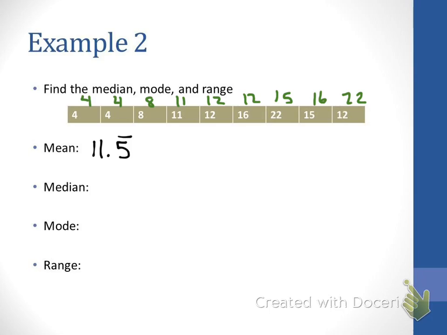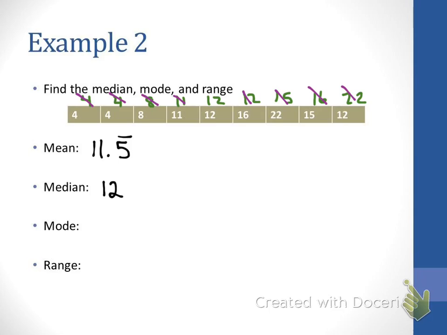Now I've put them in order least to greatest, and now I can start eliminating from the outside in to figure out what my middle number is. So I cross out my 4 and 22, 4 and 16, 8 and 15, 11 and 12, and what's my middle number? 12, so that's my median.